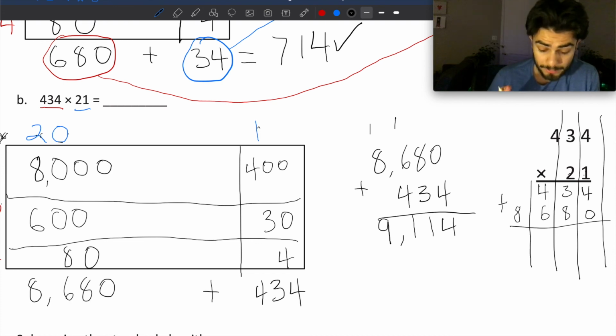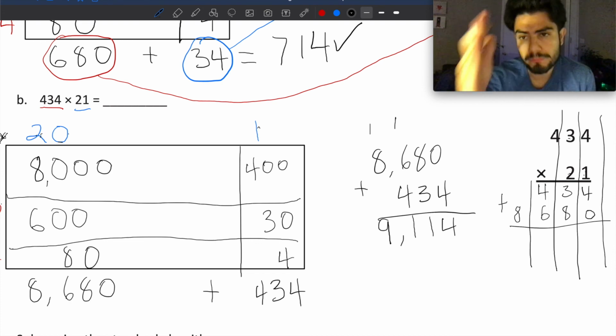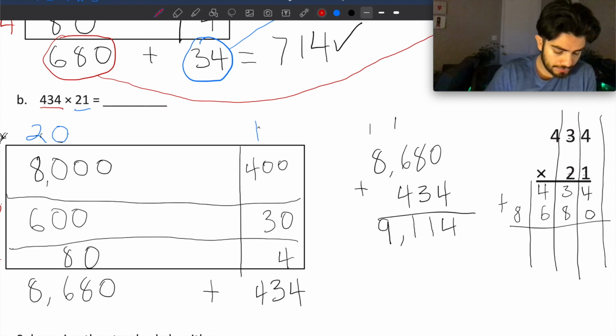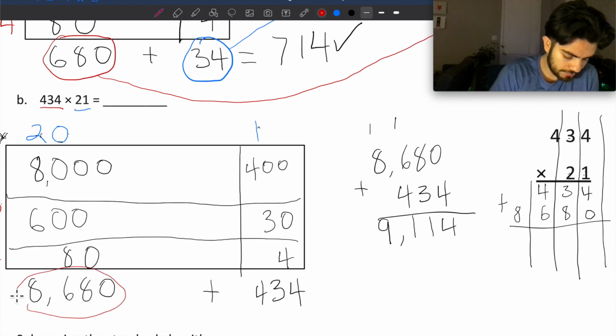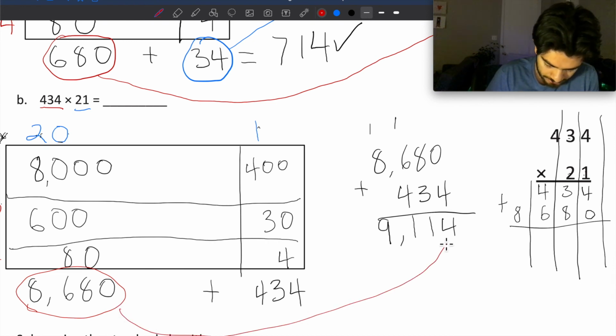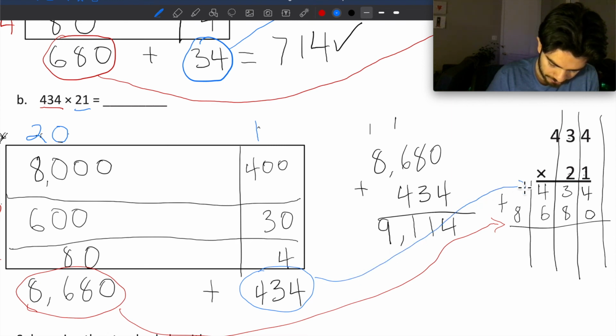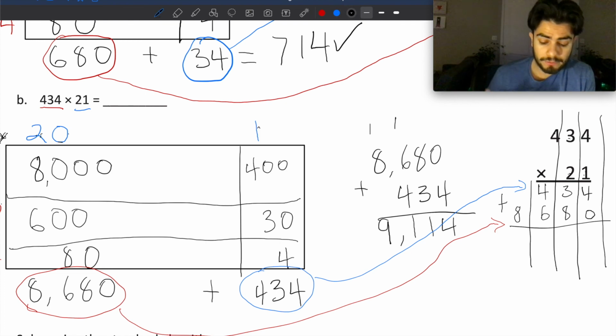But before I move on, let's check to see that our partial products are correct. Let's take 800, sorry, I keep saying 800, it's 8,680. Does match up with the one here. 434 does match up here. Okay, perfect. So far, so good. Let's see if our last part here adds up as well.